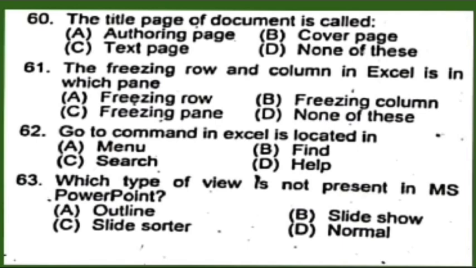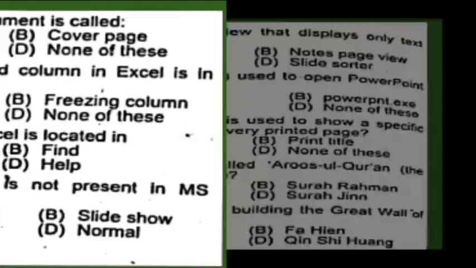Option B. Which type of view is not present in PowerPoint? Is slideshow. Option B. The PowerPoint view that displays only text, title and bullets is option A. Outline view. Which command is used to open PowerPoint file? Option B. PowerPoint exe.